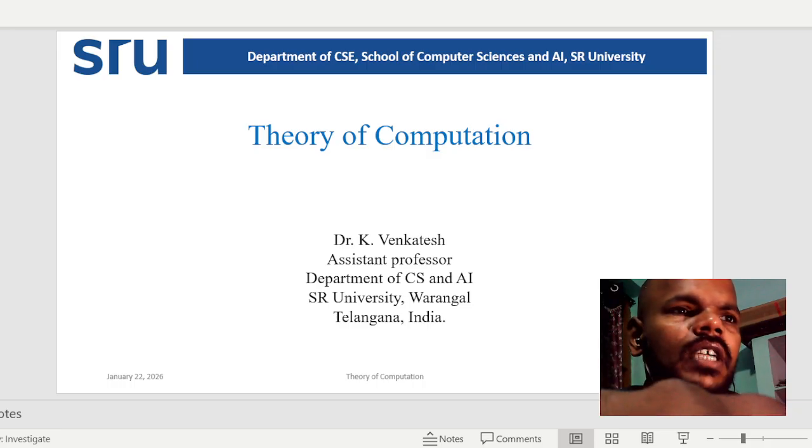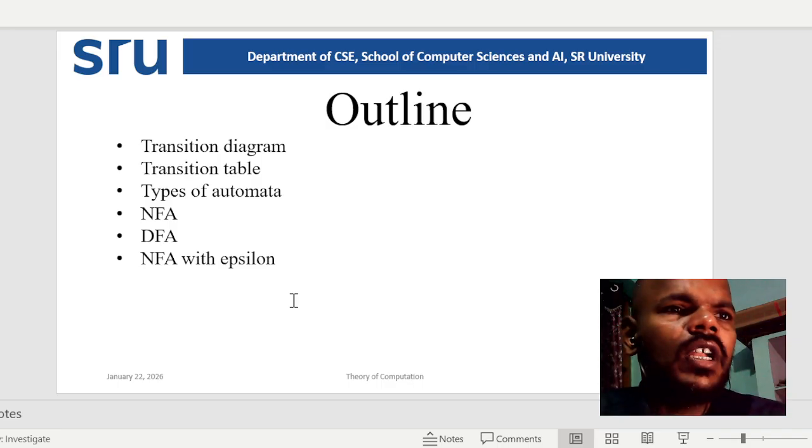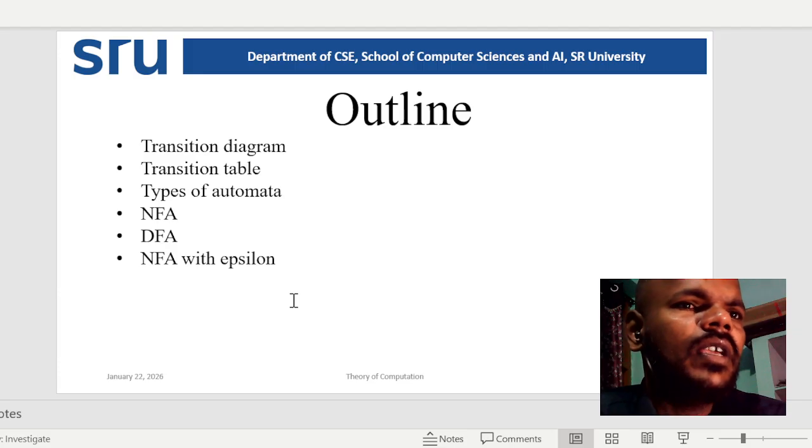Before going to the actual content of today's presentation, we will discuss the outline: the transition diagram and transition table. Next, types of automata, categorized into three types: NFA, DFA, and NFA with epsilon. NFA means non-deterministic finite automata, DFA means deterministic finite automata. NFA with epsilon, the transition will be different from NFA. Here, types of automata means finite automata. Don't think about something else like linear bounded automata. Think of types of automata as finite automata, right?